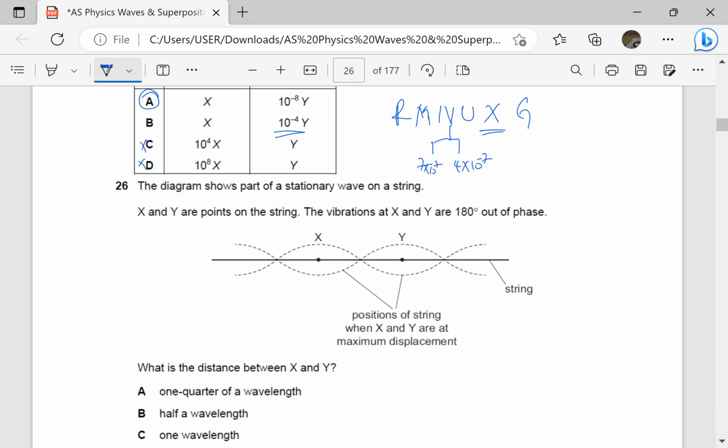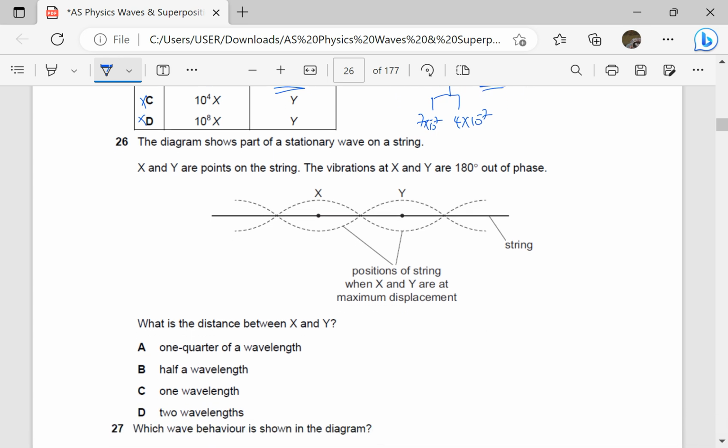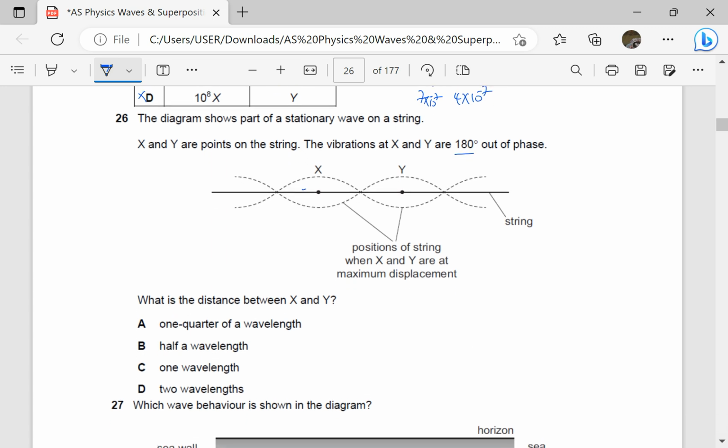The diagram shows part of a stationary wave on a string. X and Y are points on the string. The vibrations at X and Y are 180 degrees out of phase. Yes, this is a segment, the other one is a segment. The vibrations must be 180 degrees out of phase. What is the distance between X and Y?